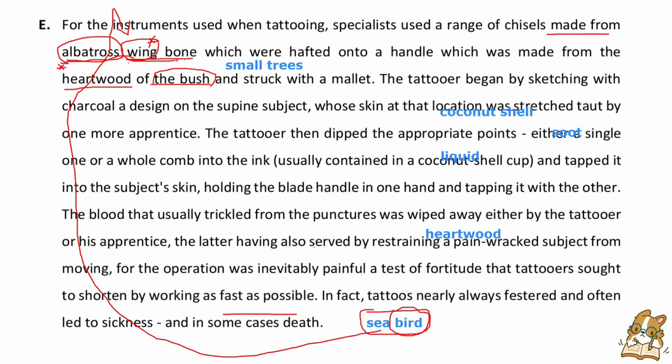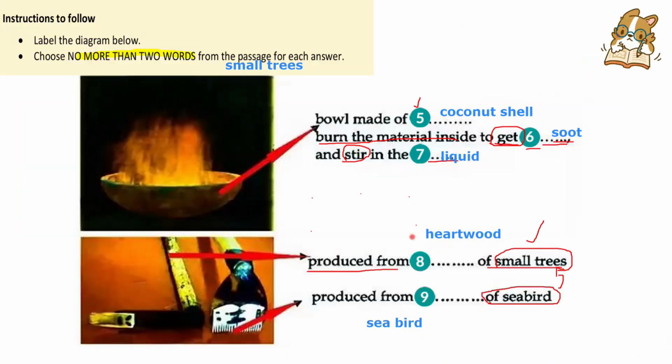The wing bone of albatross, the wing bone of seabird, which is the albatross. So our answer here is wing bone. All right, there you go. Produced from wing bone of albatross or wing bone of seabird.